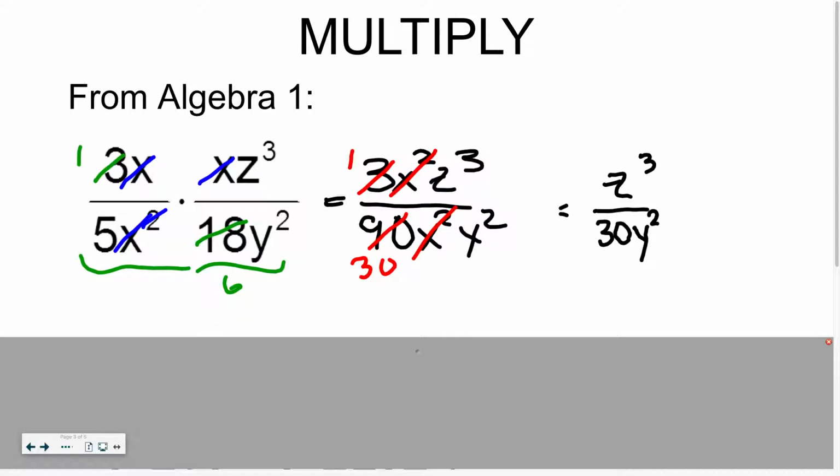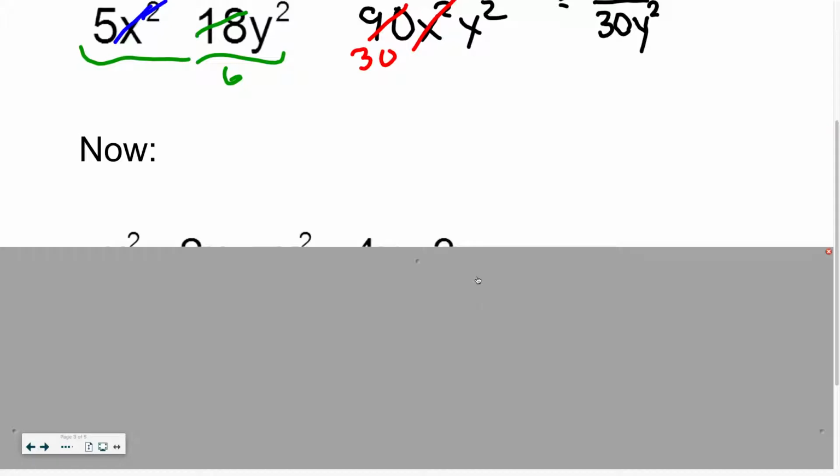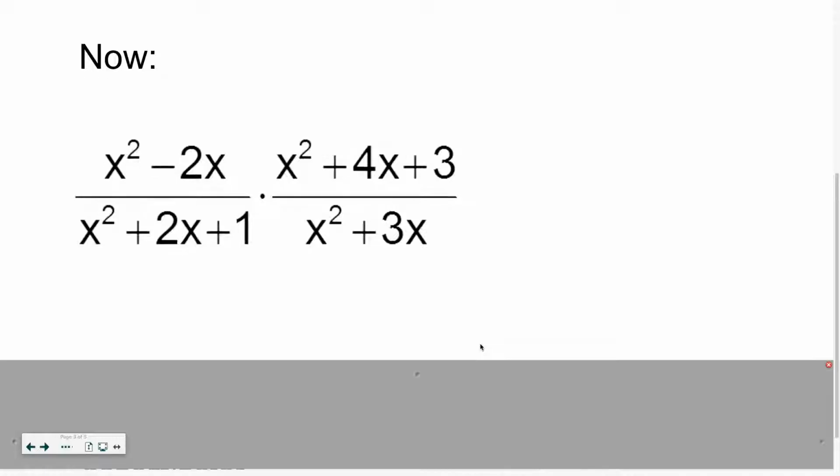So now, what does this look like in Algebra 2 when you're multiplying rational expressions? It looks something like this. Let me write it down. X squared minus 2x all over x squared plus 2x plus 1 times x squared plus 4x plus 3 all over x squared plus 3x.